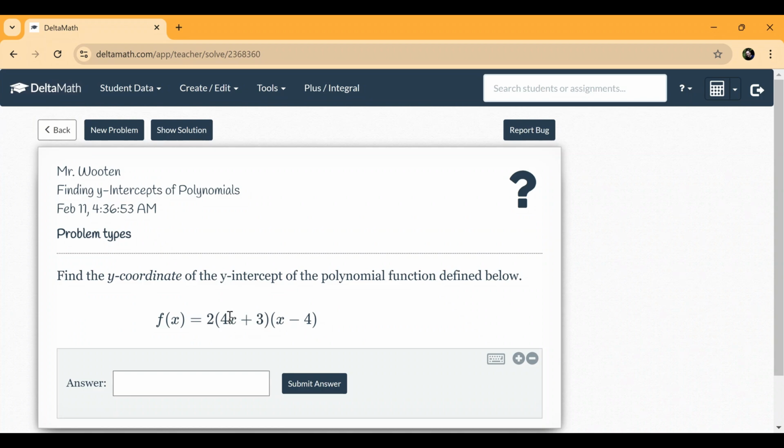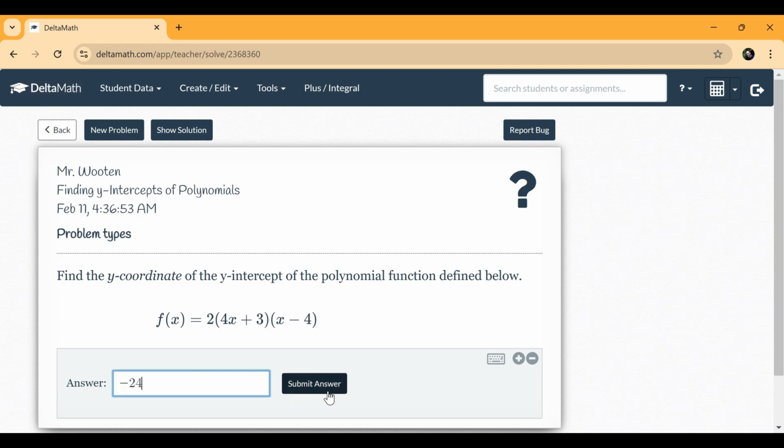So for example, if I plug in 0 here, then this becomes 4 times 0, which is just 0, plus 3. That makes this parentheses a 3. So now I have 2 times 3. And then over here, if I plug in another 0 for this x, 0 take away 4 is negative 4. So then this simplifies to 2 times 3 times negative 4. And if we multiply these out, 2 times 3 is 6. 6 times negative 4 is negative 24.